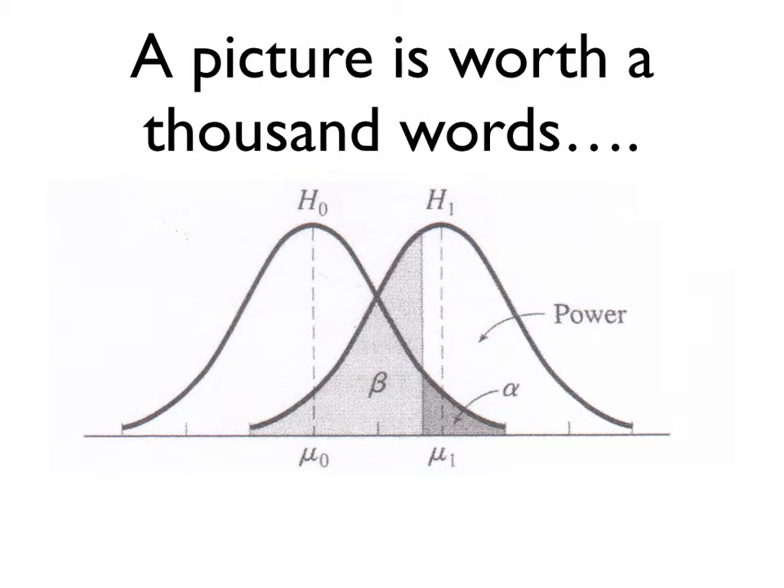So here's a picture, and most pictures are worth at least 1,000 words. This is actually scanned directly from the book, where the book uses H1 instead of HA, but whatever. Here's our null hypothesis distribution. That's one we know of. We've set up a null hypothesis. So just ignore H1 for a second. If we get a value that's greater than this critical value here, that's a cutoff, we say we have an effect, don't we?